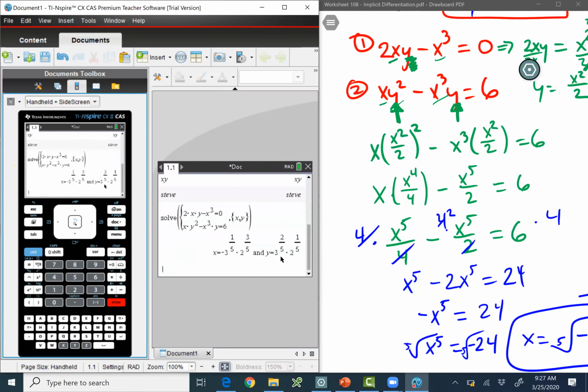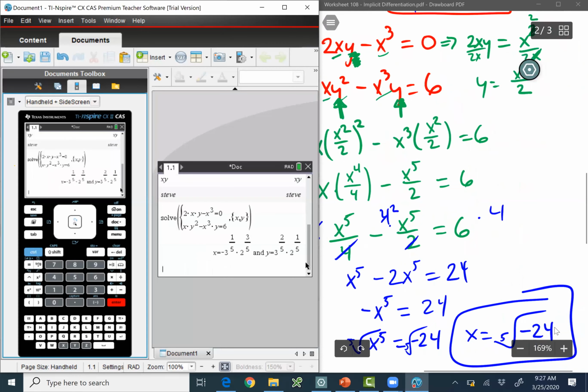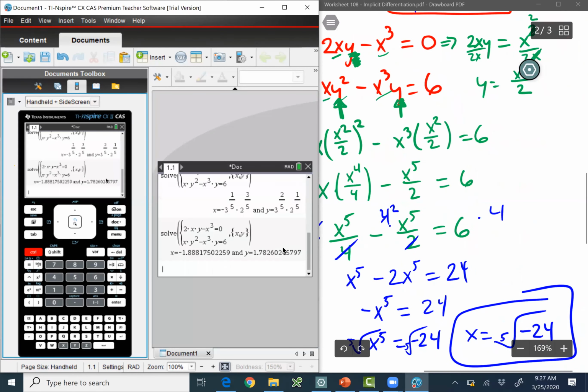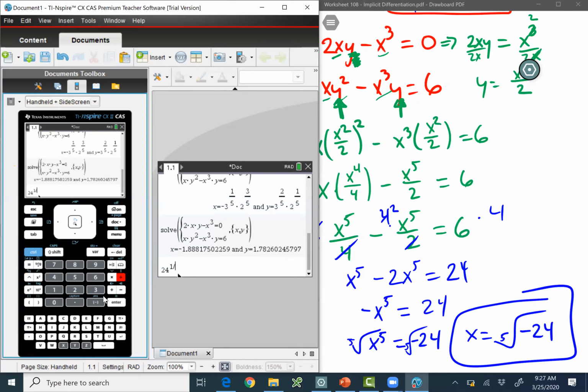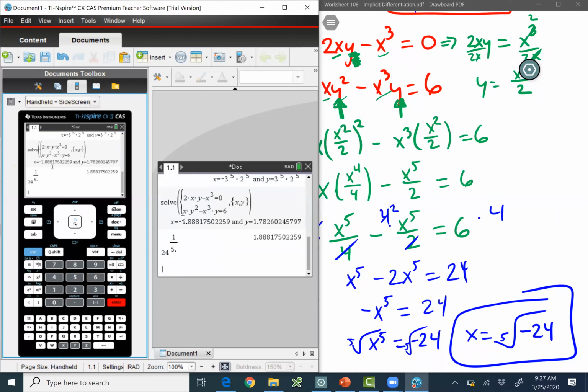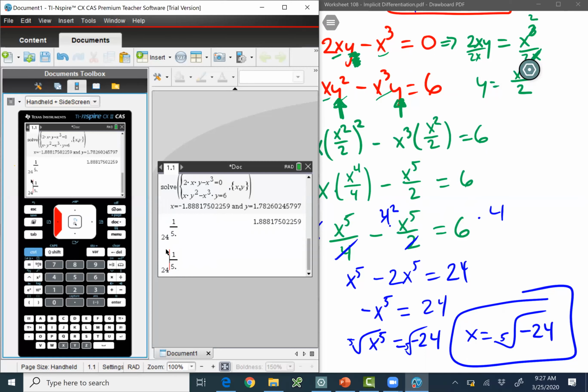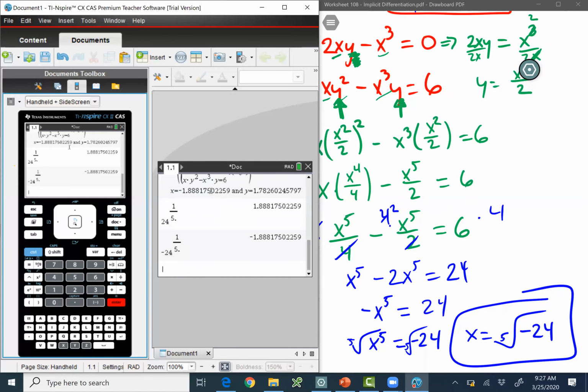So now there's our answer. And that x equals negative 3 to the 1/5 times 2 to the 3/5, that's the same as the fifth root of negative 24. So it's 1.88. And if we do 24 to the 1/5 power, we'll get that same 1.88. I forgot to put the negative in. But we see that those are the same answers. So that's how we would do that with a calculator.